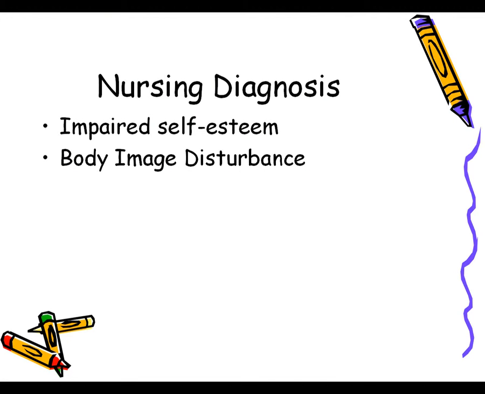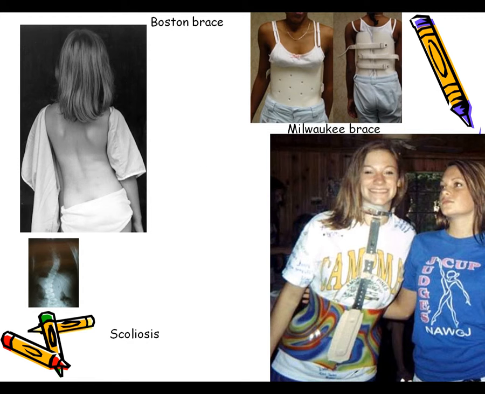And as far as some of the nursing diagnoses, I know you can already think of them without even looking at those: impaired self-esteem and body image disturbance. And the next slide is just some different braces that you see. You can actually see the curvature of the spine, the young girl who's standing, and then you see the x-ray below, and then also the different braces that are worn.